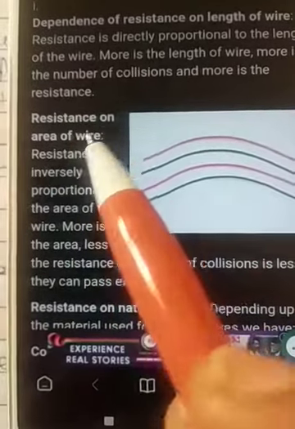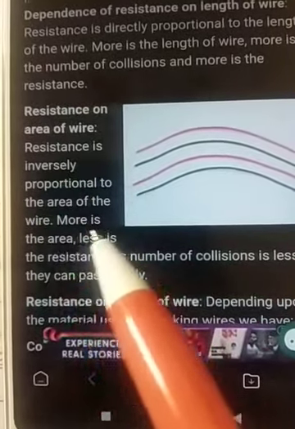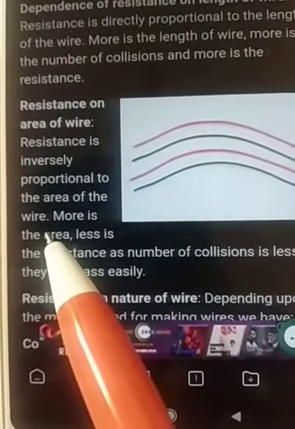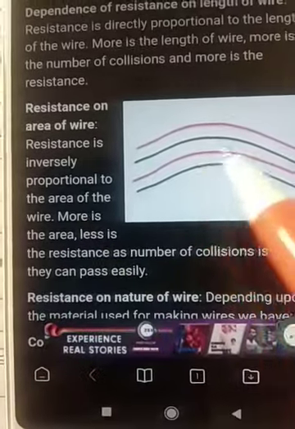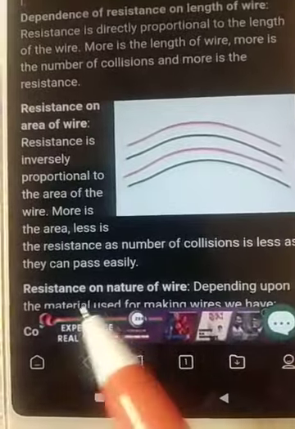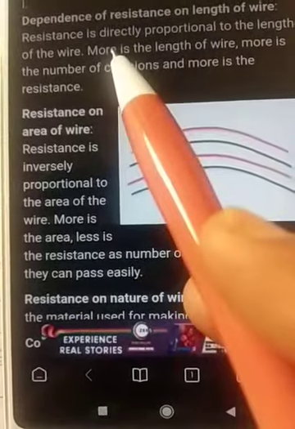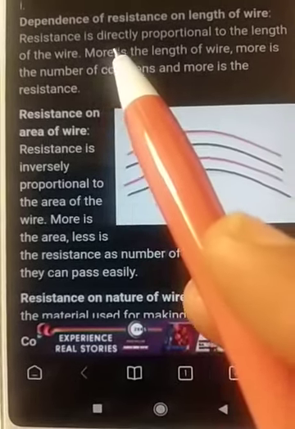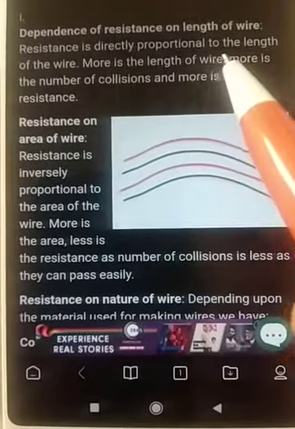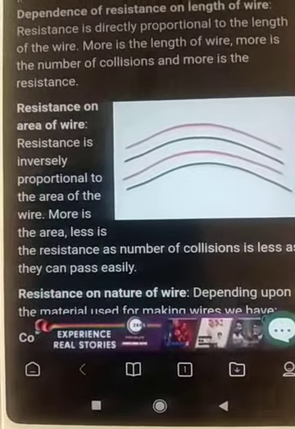Next, resistance on area of wire. Resistance is inversely proportional to the area of the wire. The more the area of the wire, the less the resistance, as the number of collisions is less and electrons can pass easily. So resistance is directly proportional to the length of the wire and inversely proportional to the area of the wire.